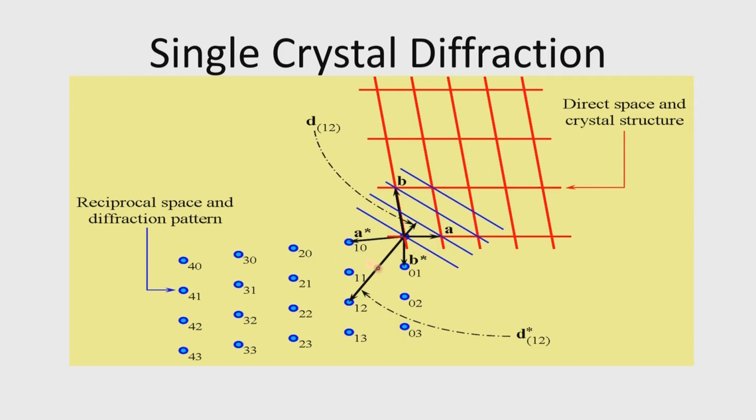You see here that this particular point which is indexed corresponds to 1 2. Now, please notice that this 1 2 is the same as the 1 2 up there. So, there is no change there. That means the values of H and K will still remain the same, whether in the direct space or in the reciprocal space.